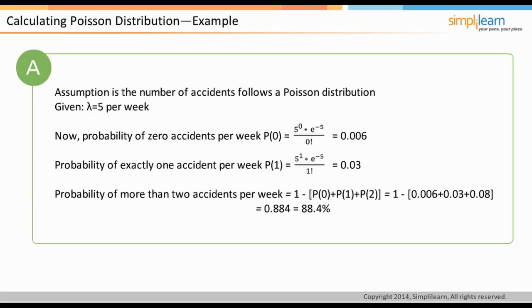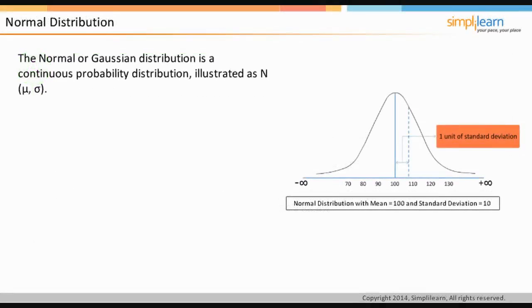In other words, the probability is 88.4%. Let us learn about normal distribution in this screen. The normal or Gaussian distribution is a continuous probability distribution. The normal distribution is represented as N and depends on 2 factors: mu, which stands for mean, and sigma, which gives the standard deviation of the data points.